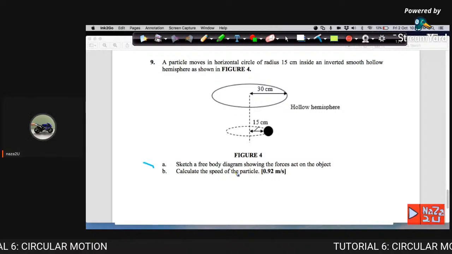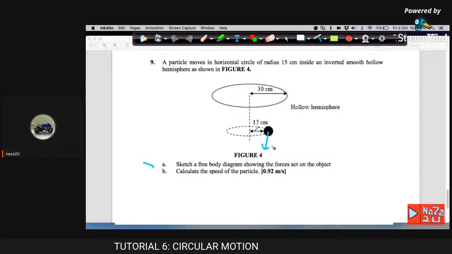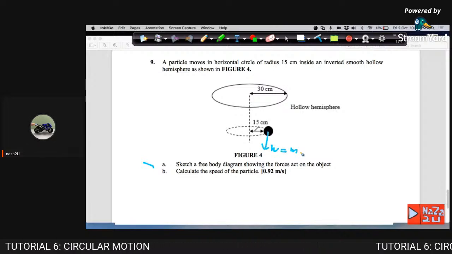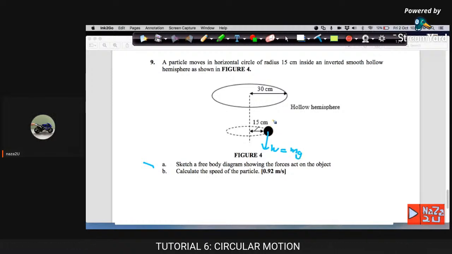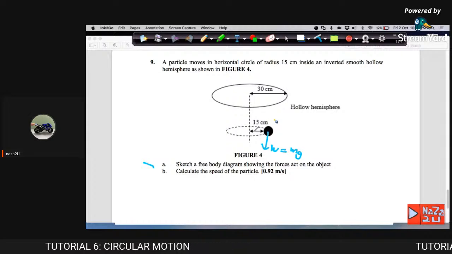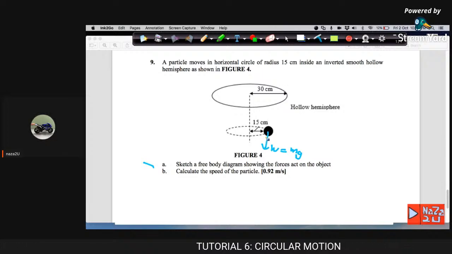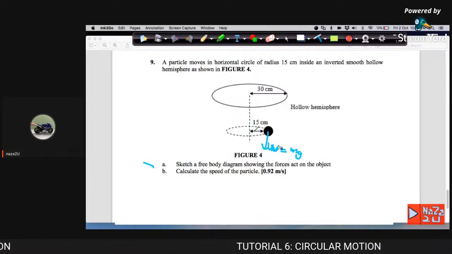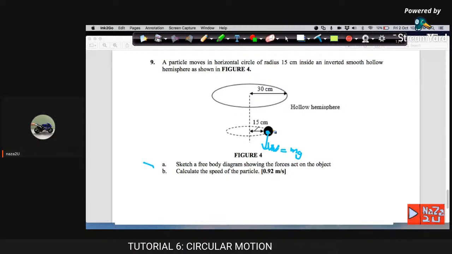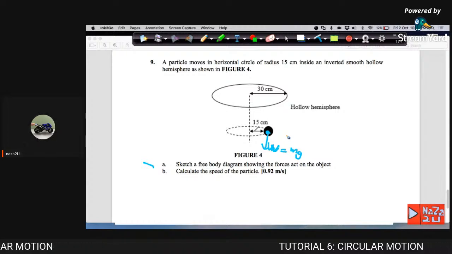Okay, number 1 is sketch a free body diagram. So first we have a weight force direction to the downward, mg. Okay, and then next, we have no tension, T. So we have only weight force here. Weight force mg, direction to the downward. So how many forces? We have only one force here, right?